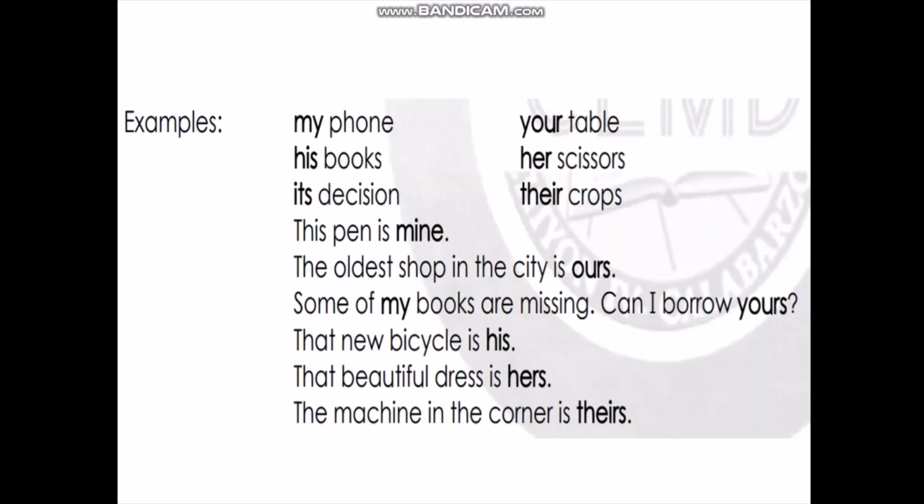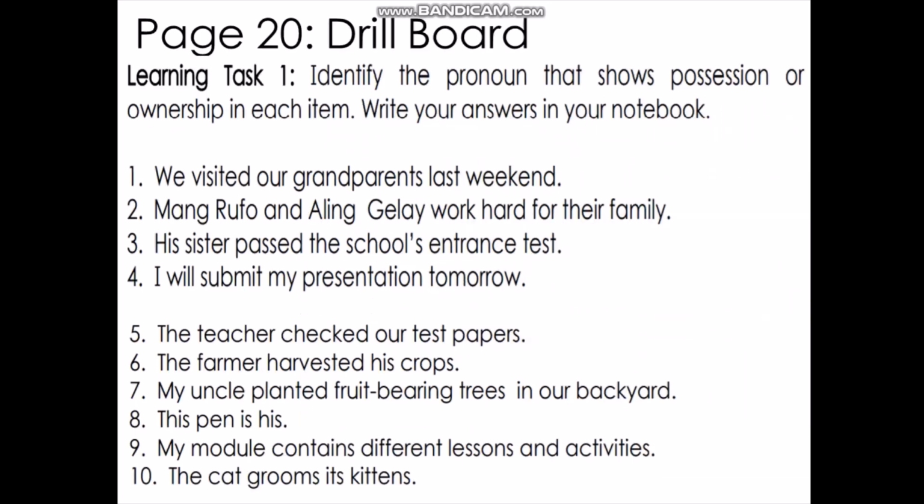Some examples are my phone, his books, its decision, this pen is mine, your table, her scissors, their crops, the oldest shop in the city is ours. Some of my books are missing, can I borrow yours? That new bicycle is his, that beautiful dress is hers, and the machine in the corner is theirs.